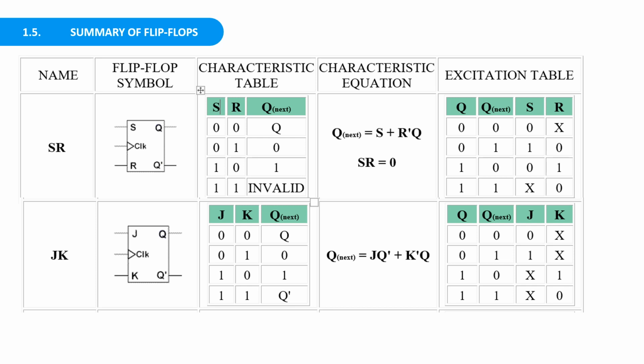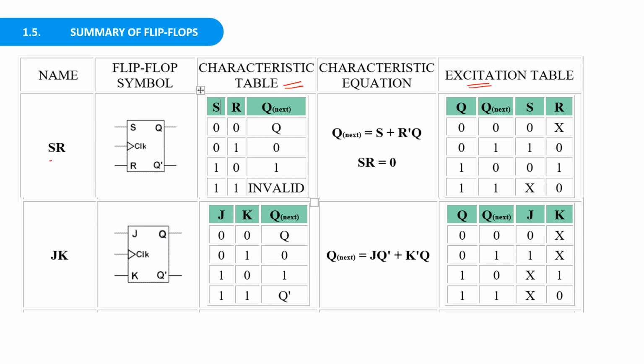Now this slide is the summary of the different flip-flops. Here are the two tables, that is the characteristics table or truth table, and the excitation table. For a particular input combination, the output is given in the characteristics table. Excitation table means what inputs you have to give for a particular change of the output.